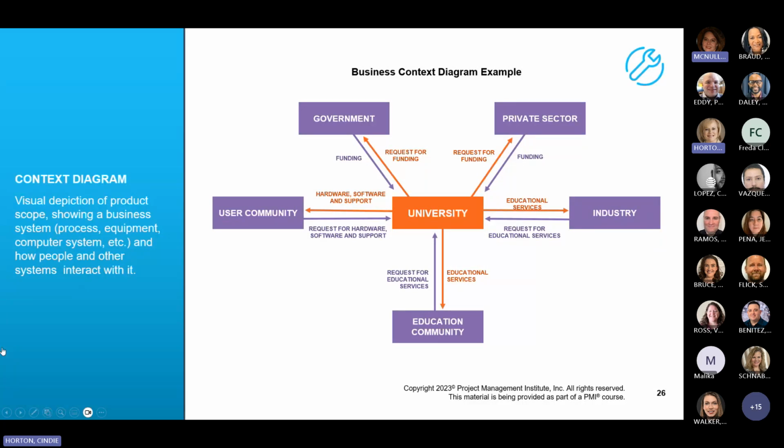When used in a hybrid approach, the center may also include the high-level features or functions that would be in scope. Note that the definition of a context diagram specifies product scope. However, context diagrams can explore products as well as projects.